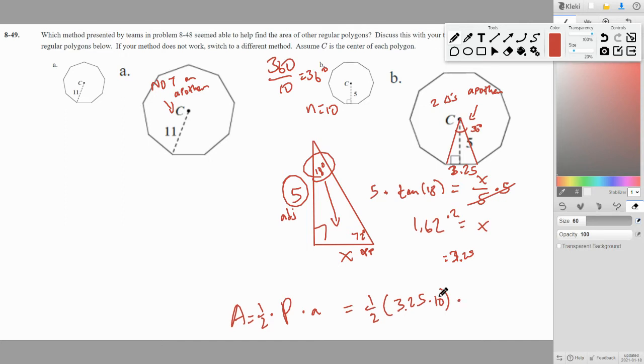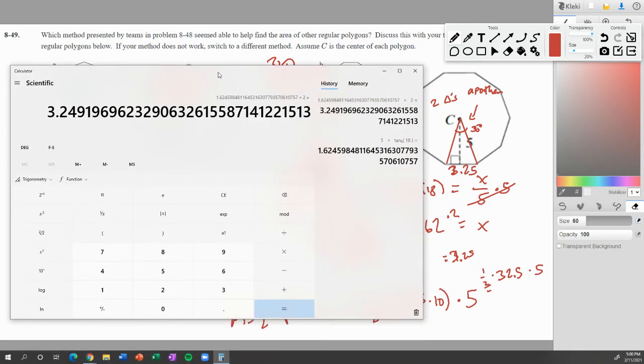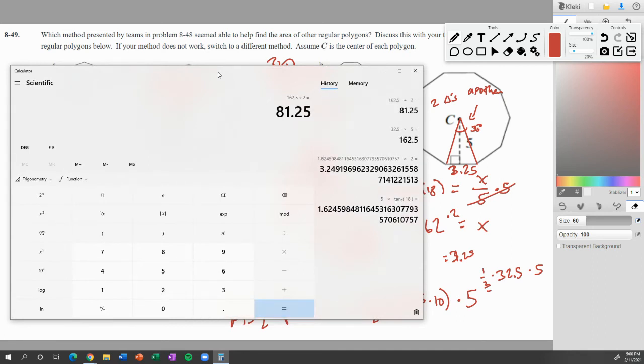And then we also multiply by the apothem, which we know in this triangle is 5. 5 is, again, the apothem going straight up and down from the center of the polygon to the side. And so when we start multiplying this all together, this would be 32.5 times 5 and then times 1/2. Again, this is really all calculator work here. So if I do 32.5 times 5 divided by 2, I end up getting an area of about 81.25 units squared.